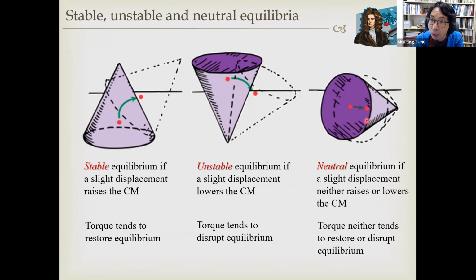Now, how about resting the cone on its curved surface? If you tilt it slightly, you will find that the cone is now rolling around the vertex, right? And in that case, the center of mass position is neither raised nor lowered. And the torque produced by the center of mass will not be restoring or disturbing the equilibrium. That means it is a neutral equilibrium position. A neutral equilibrium means when you move the object by a little bit, the center of mass position doesn't change. So this is a neutral equilibrium.